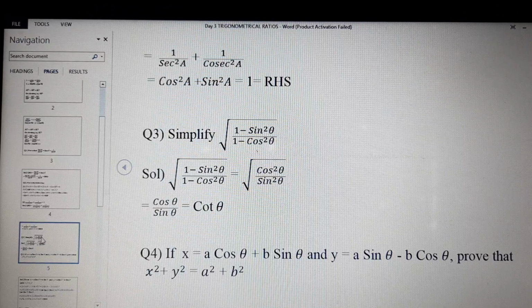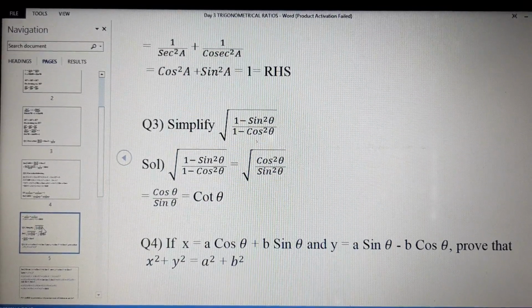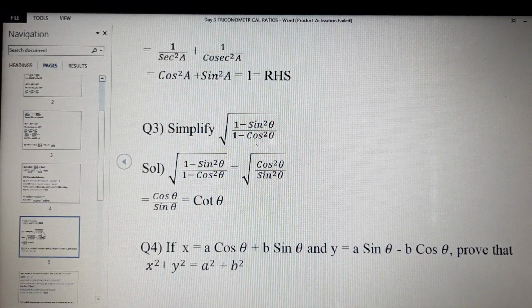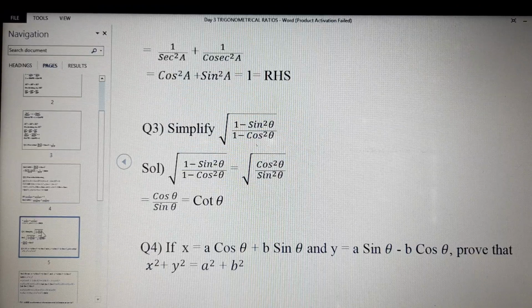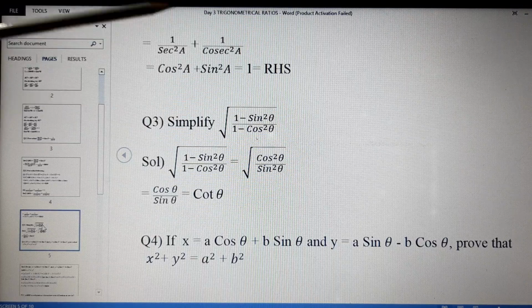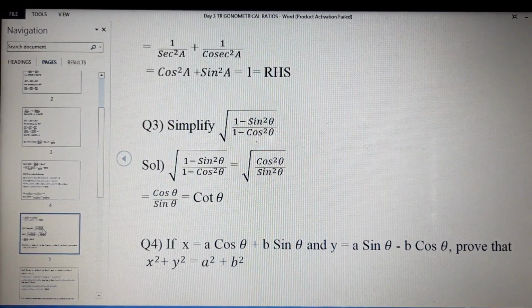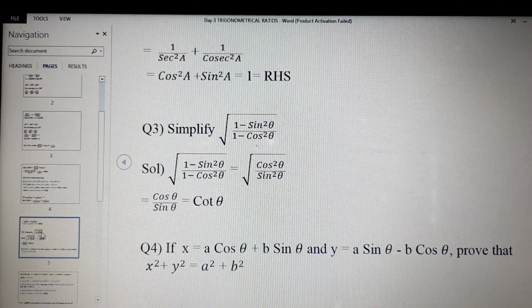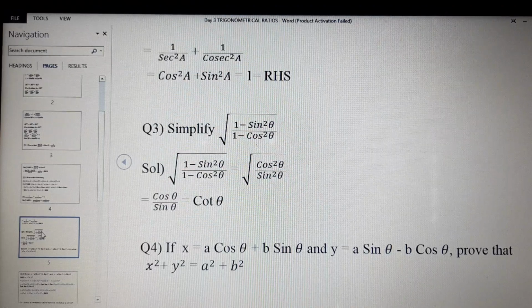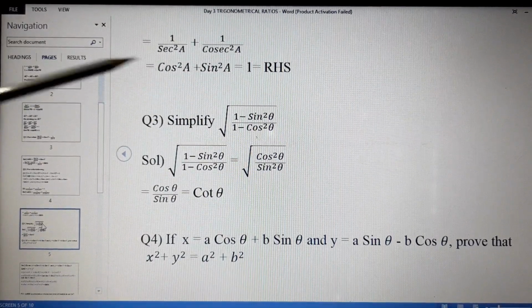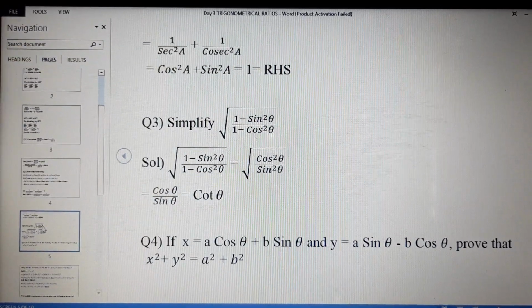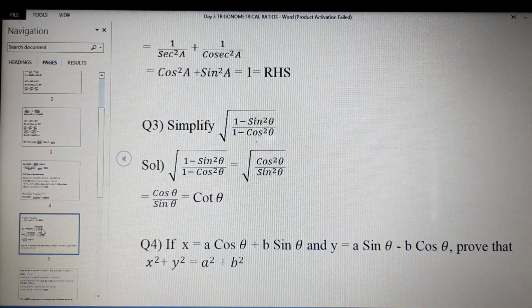Remember, the angles are the same. 1 upon sec A: sec A is the reciprocal of cos A. Sec A can be written as 1 upon cos A, so if it is written as 1 upon cos²A, then cos²A will go up. Or we can say they are the reciprocals of each other. The reciprocal of cos A is sec A and the reciprocal of sec A is cos A. So 1 upon sec will be equal to cos and 1 upon cos will be equal to sec. Likewise, 1 upon cosec will be equal to sine and 1 upon sine will be equal to cosec.